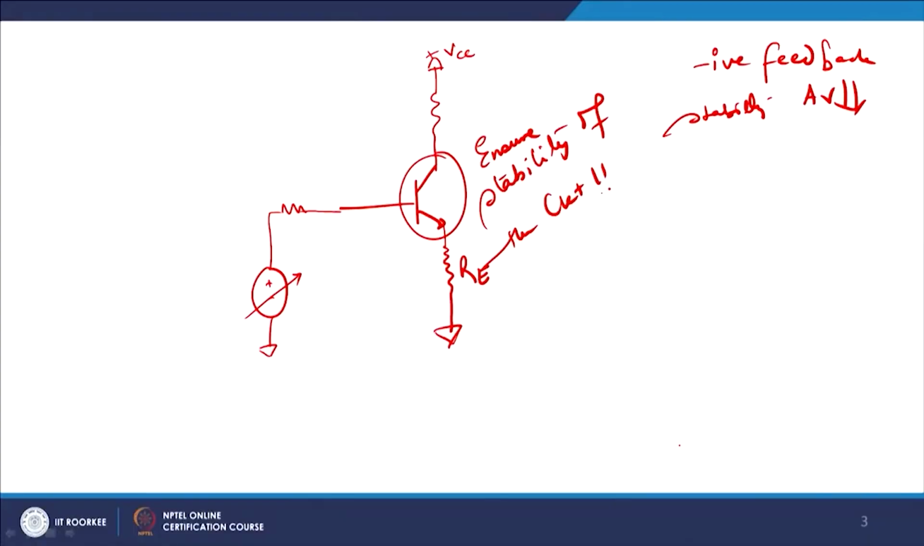Now, if this Re, the external emitter resistance, is applied to the side of the emitter, then when a current IE flows through it, there is a voltage drop which is IE times Re, in which this end is positive and this end is negative. The voltage across this, let us suppose we assume it to be VE, appears because of IE Re. This VE will start to reverse bias my base emitter junction.